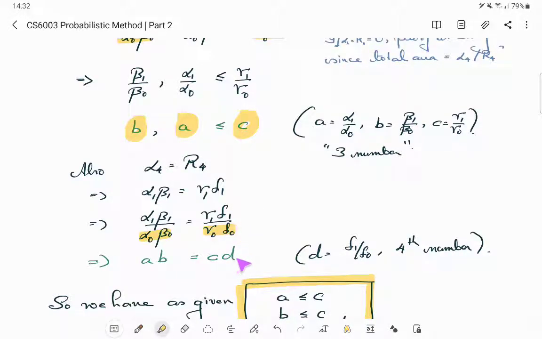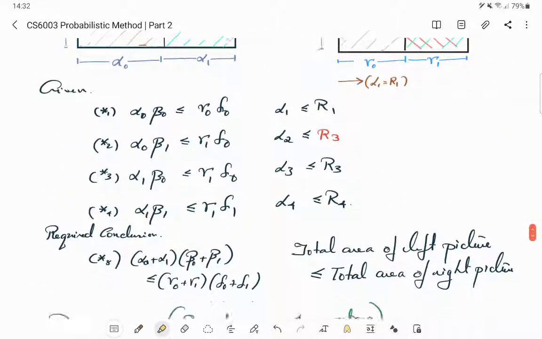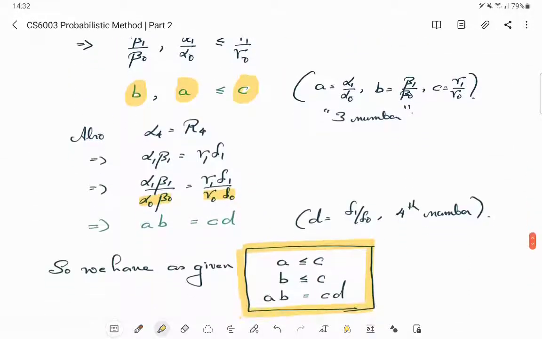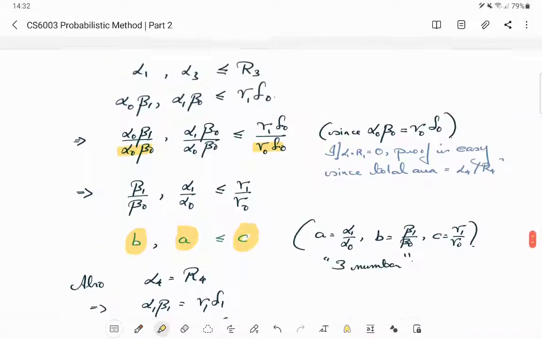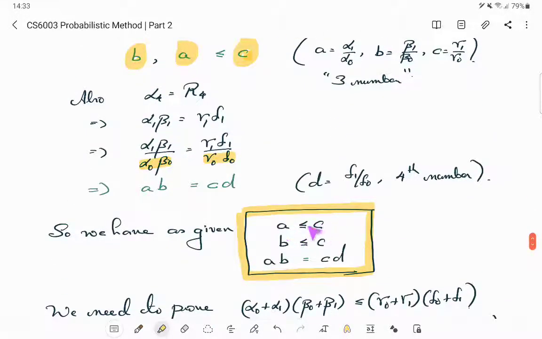That is delta 1 by delta naught, which is D. Okay. So now this condition, these 4 inequalities, the premise which was in terms of some 8 numbers, at least we have reduced it to something about 3 numbers, which is A less than or equal to C, right? See, that's what, this L1 less than or equal to R3 finally reduced to B less than or equal to C. L3 less than or equal to R3 finally just reduced to A less than or equal to C. Those are the first 2 conditions. And this L4 equal to R4 reduced to AB equal to CD.